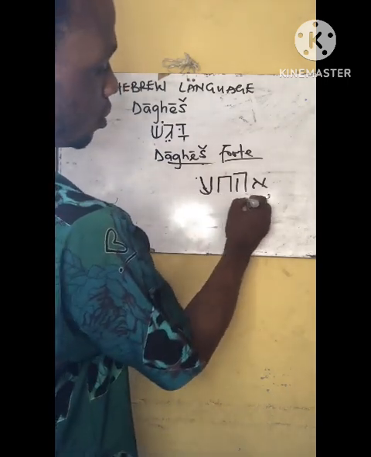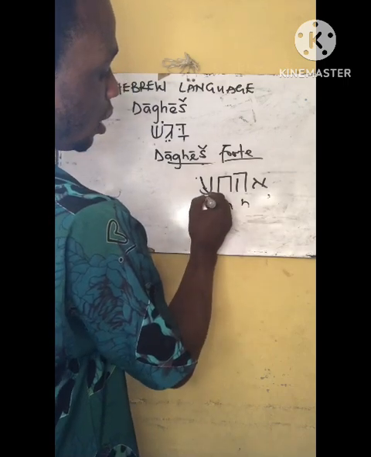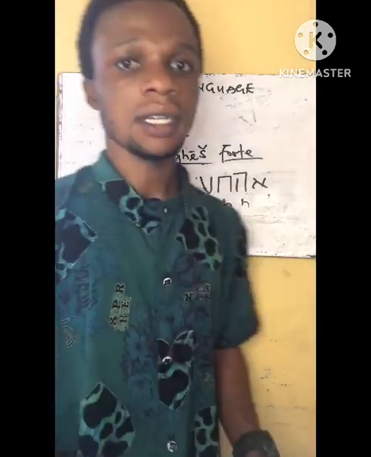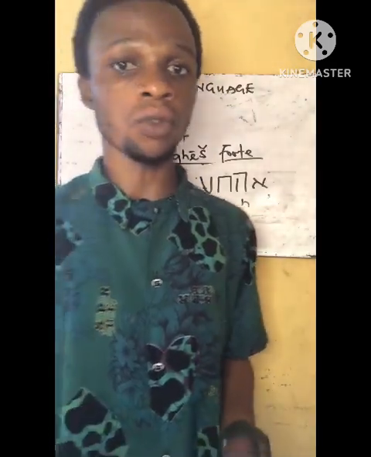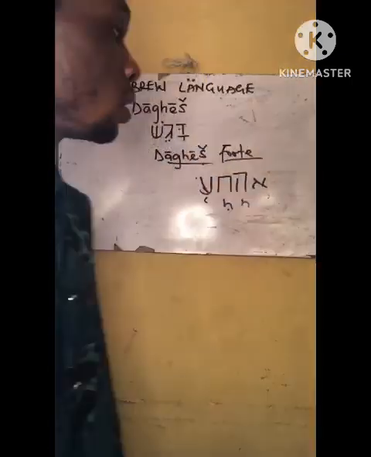Aleph, Het, He, Het, and Ayin. So these 4 letters cannot actually appear twice, cannot be doubled. So the Dāghēš fault cannot be used for them. So it is very important to actually understand and take note of that as well.